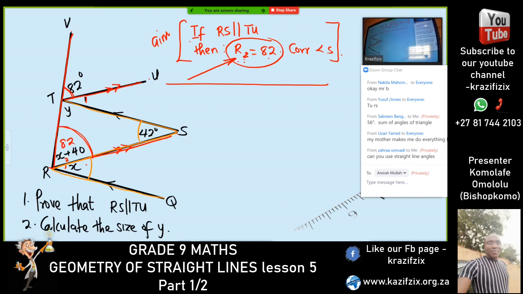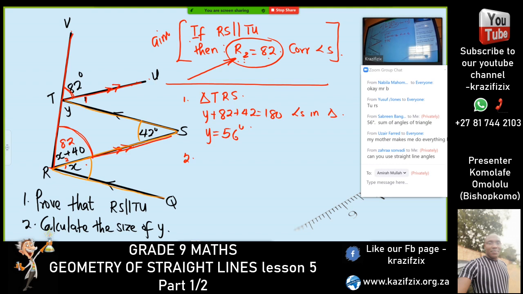All right, let me start from the triangle. Using triangle TRS. So y plus 82 plus 42 equals 180. Angles in a triangle. Therefore, y should be 180 minus 124, which would give me 56 degrees. That's the first one.